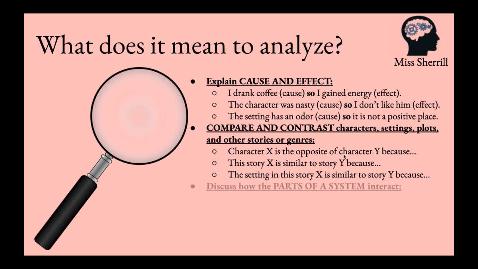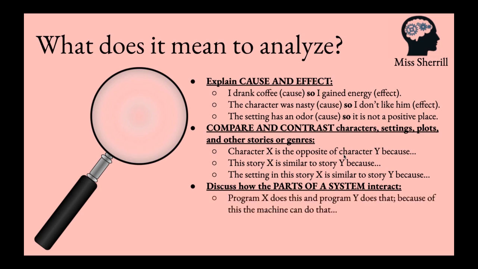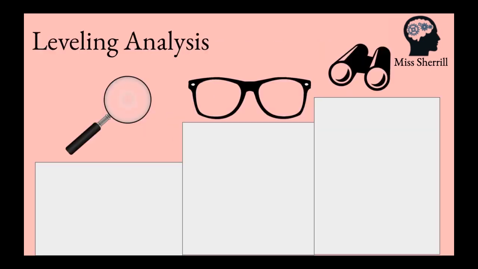Moving on, we also discussed how the parts of a system can interact. For instance, program X does this and program Y does that. Because of this, the machine can do X, Y, Z. Also, this word makes the reader think of this, and so the character is shown to be like that. Okay, keep these in mind. You can always come back to this video and review these different ways to analyze.